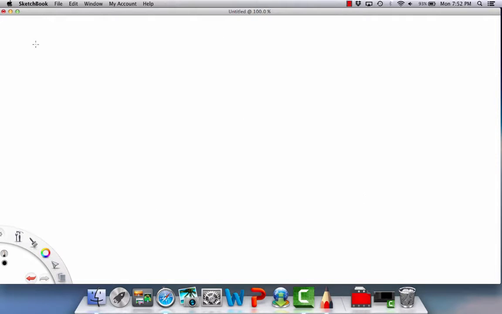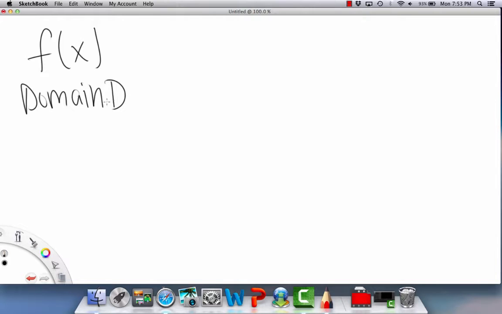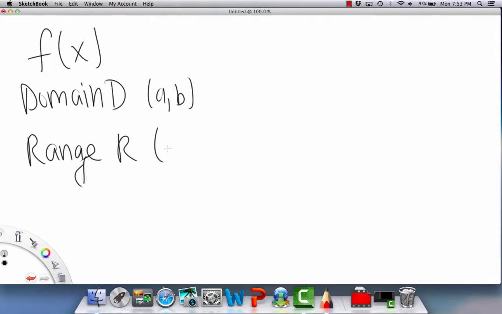Now with inverse functions, the domain and range switch. So let's say we have an f of x, our given function. And let's say the domain is D, which is just the name of the domain, and it's from a to b, so from x equals a to x equals b. And the range is R, and we're going to keep it simple here: the y values range from c to d.